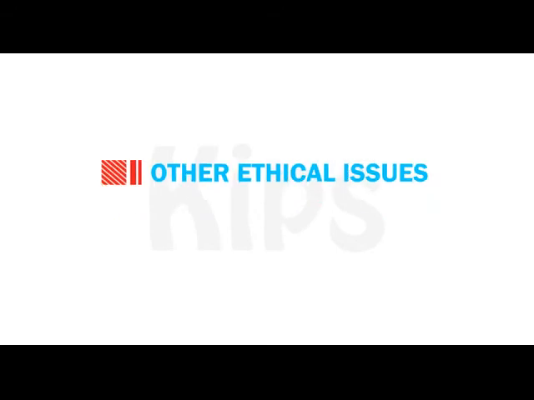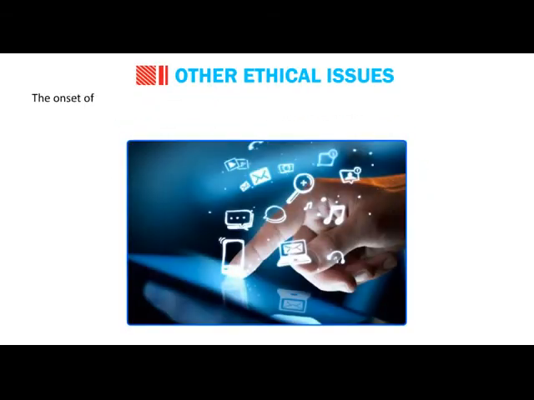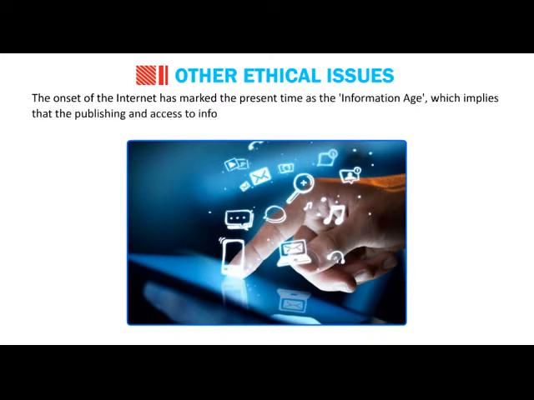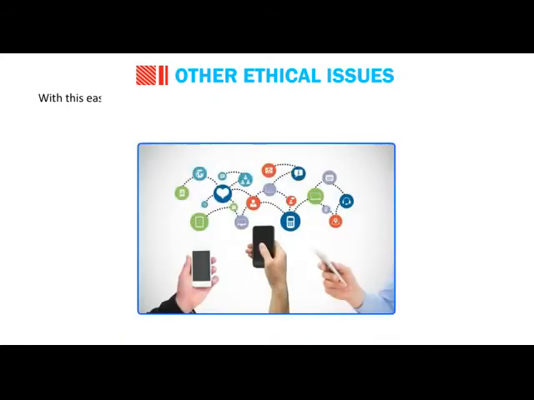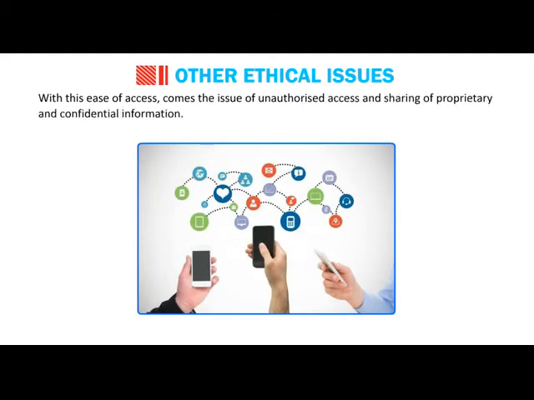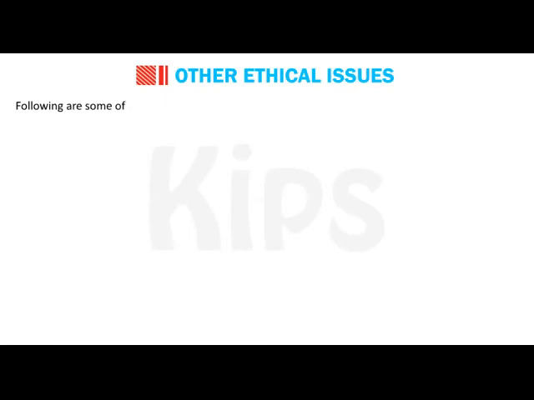Students, now let us understand other ethical issues. The onset of the Internet has marked the present time as the information age, which implies that the publishing and access to information are fast, easy and convenient. With this ease of access comes the issue of unauthorized access and sharing of proprietary and confidential information. Following are some of the ethical issues pertaining to the distribution of information via the Internet.